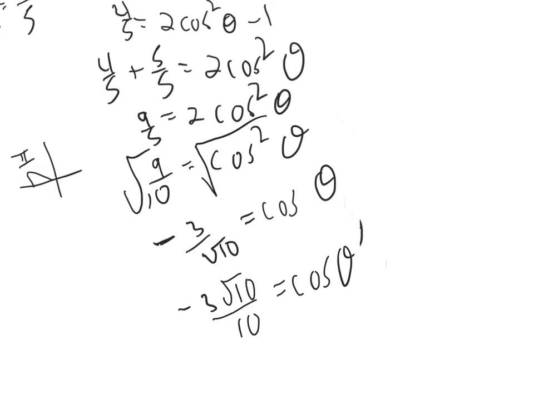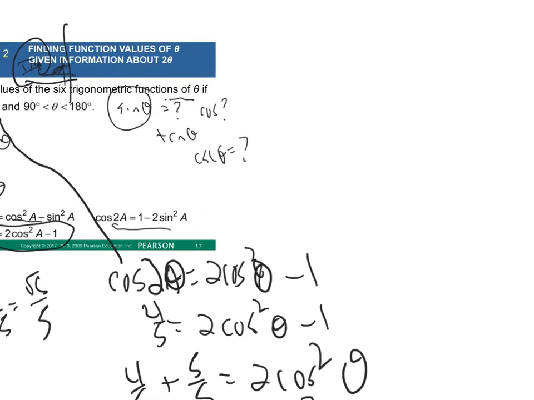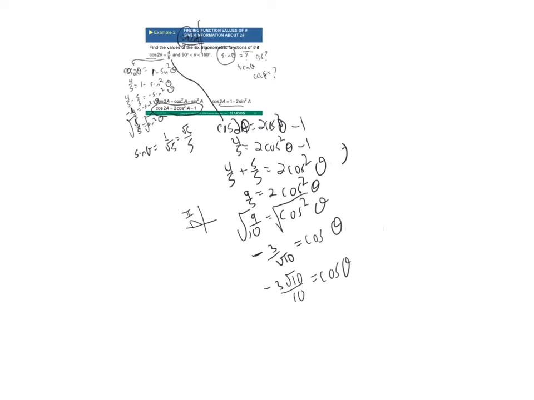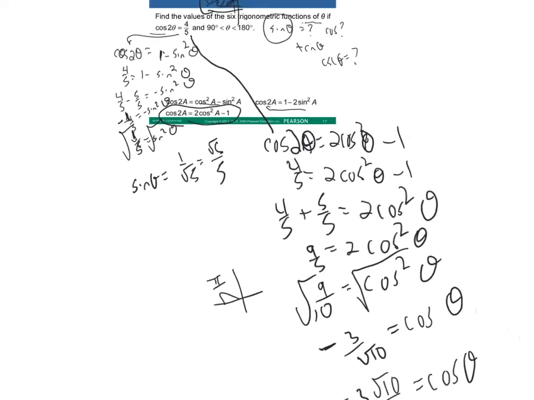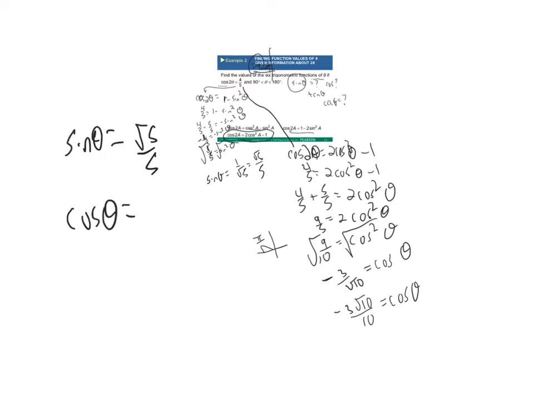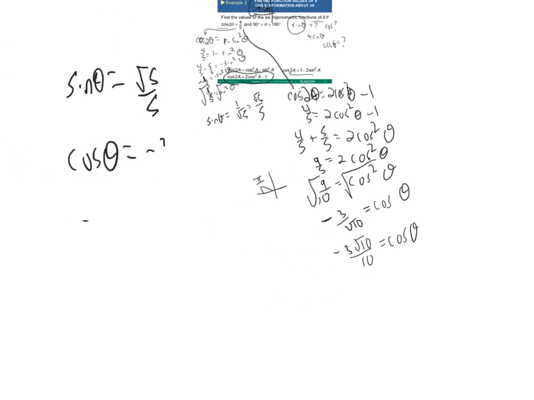Now we're doing the tangent one. He wants a tangent also. Oh yeah, we want all 6. So let's start listing what I have so far. Sine of theta, if I'm correct, is square root of 5 over 5. Cosine of theta, if I'm correct, is negative 3 square roots of 10 over 10.